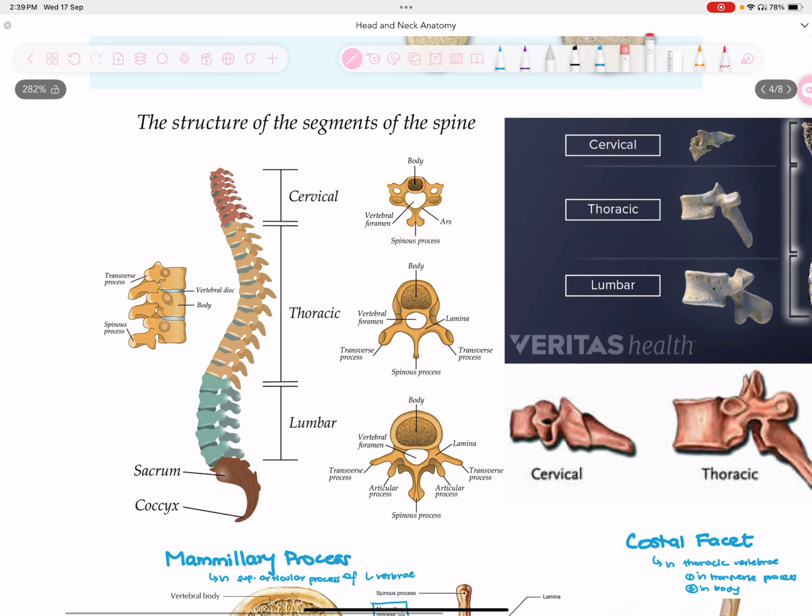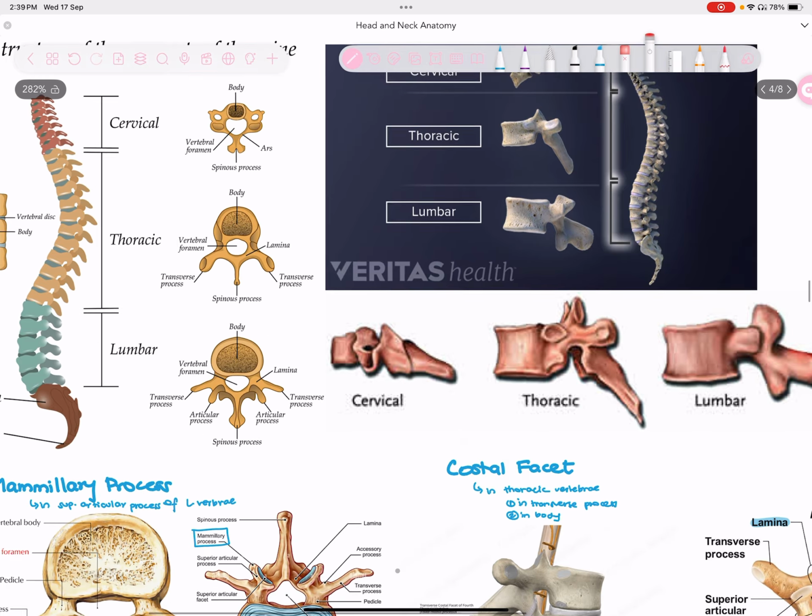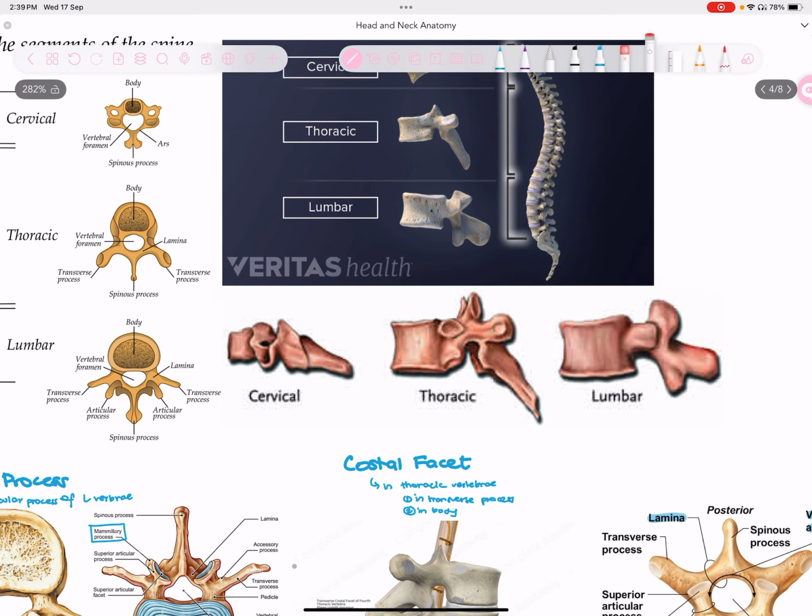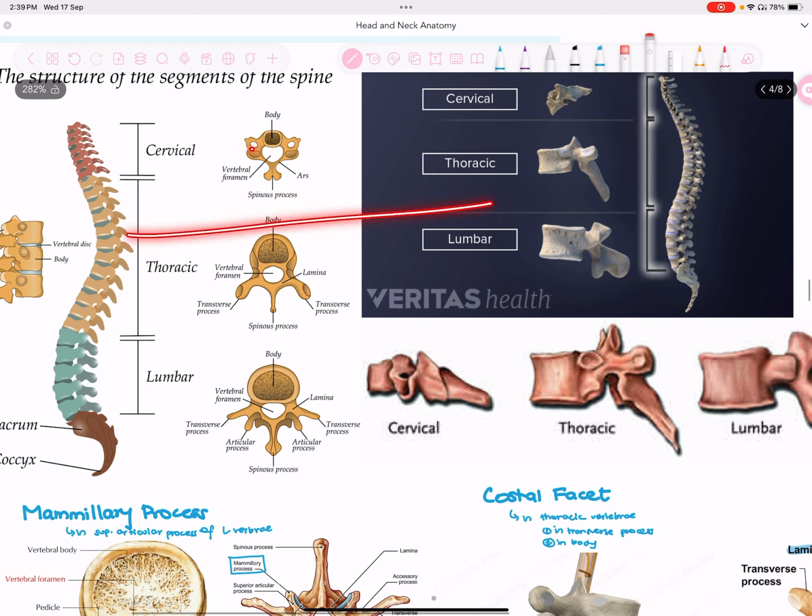So once again, what did I say? For lumbar, the spinous process points directly backwards, straight towards the posterior end. And for these two, it's posterior-inferiorly. And how will you differentiate between these two? That the cervical has a transverse foramen in its transverse process.